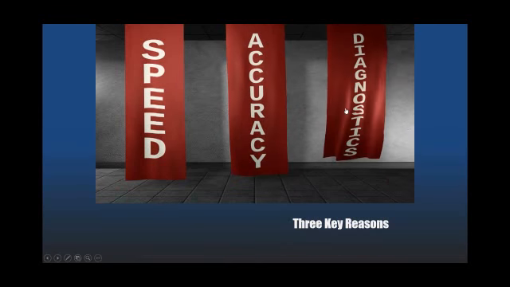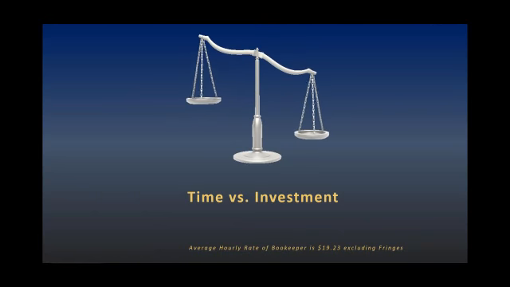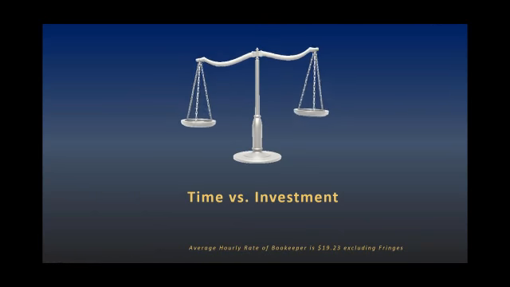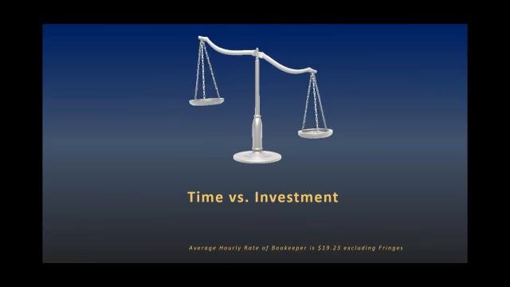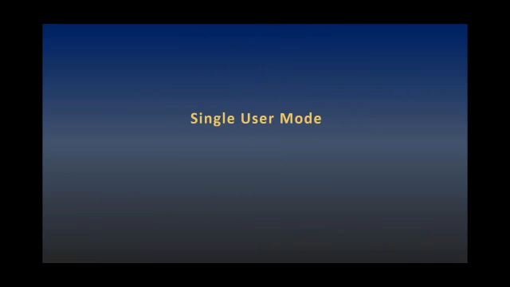Okay? Time versus investment. The average bookkeeper is making about $19.23 an hour based on some websites we've investigated, excluding fringes, so health insurance. We both know how expensive that is. So imagine the time that's being wasted. We believe we saved you about 30 minutes a day by going to Tigertrak.